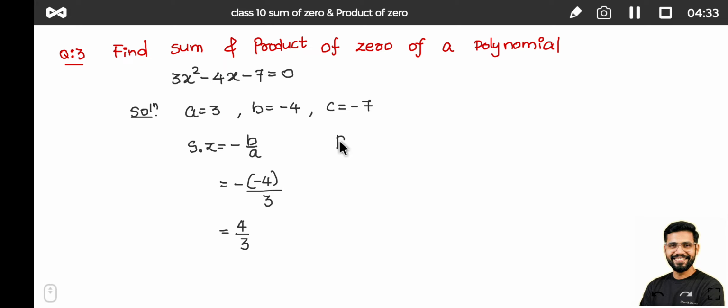And then the product of zeros, which is given by c upon a. The value of c is minus 7 upon the value of a, which is 3. So our answer is minus 7 by 3. Now look at the important question.